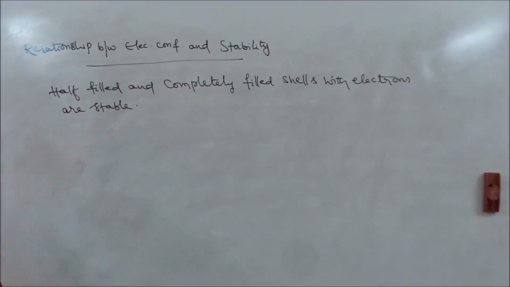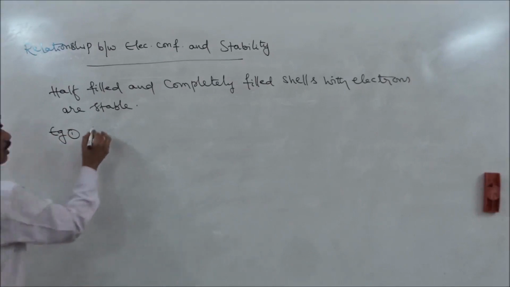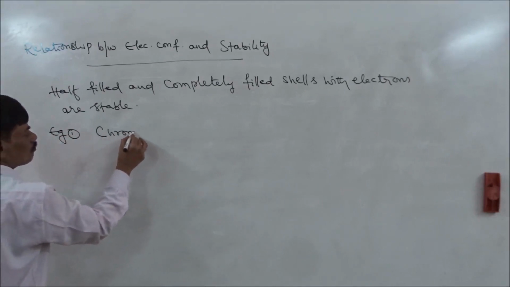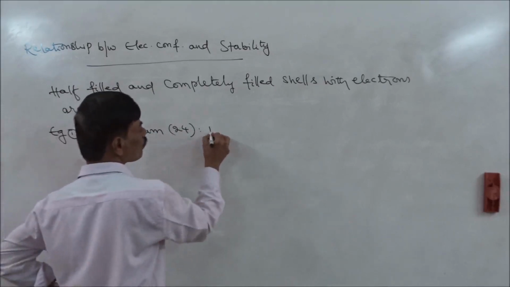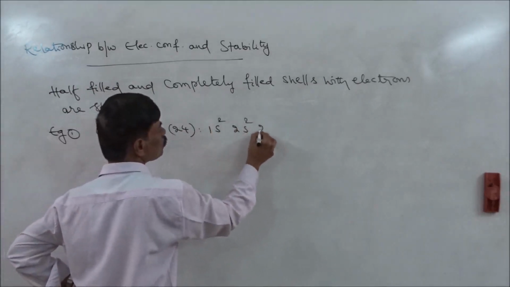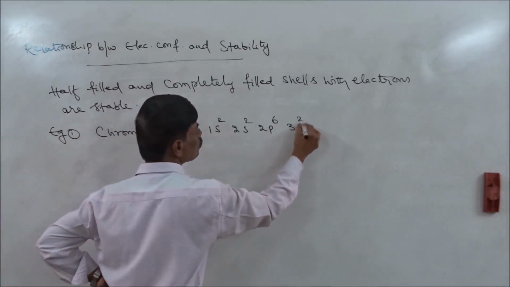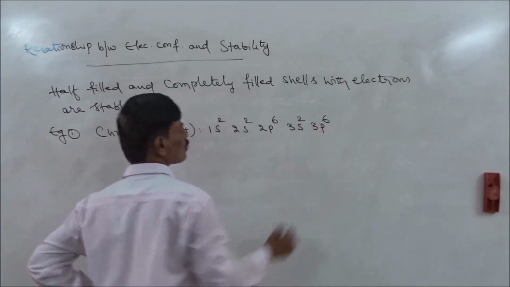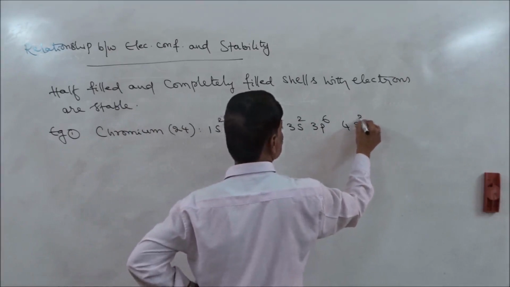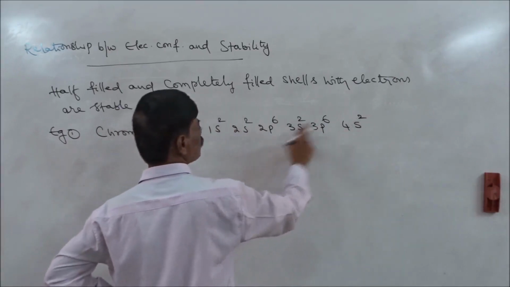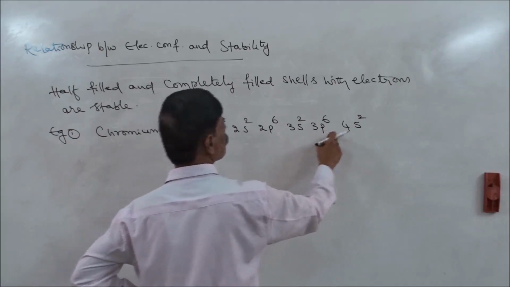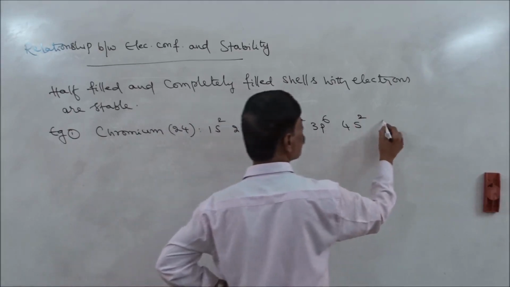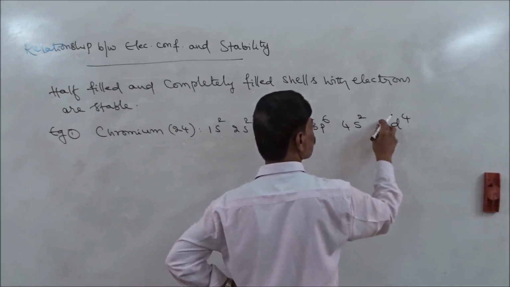Now let us see examples for this. Example 1: Chromium, atomic number is 24. Its electronic configuration: 1s2, 2s2, 2p6, 3s2, 3p6, 4s2, and 4 more electrons are there, 3d4, we write like this.